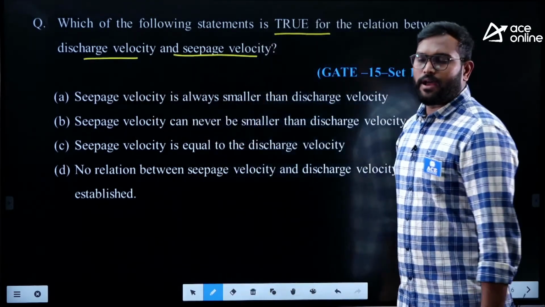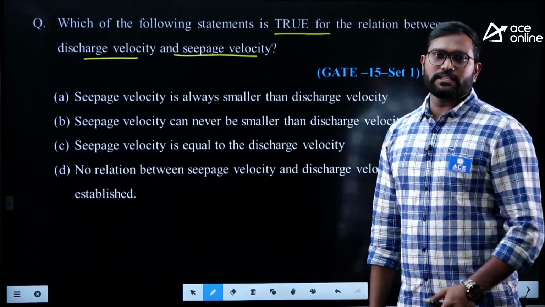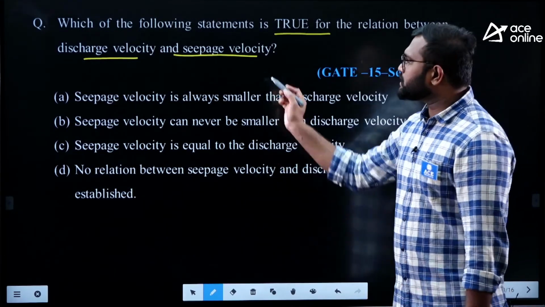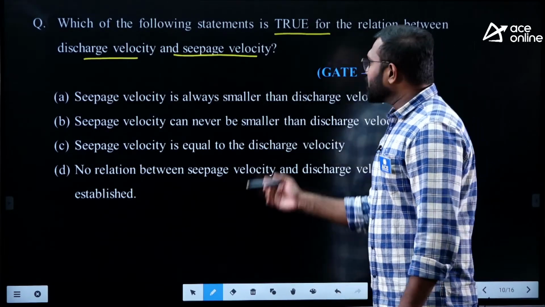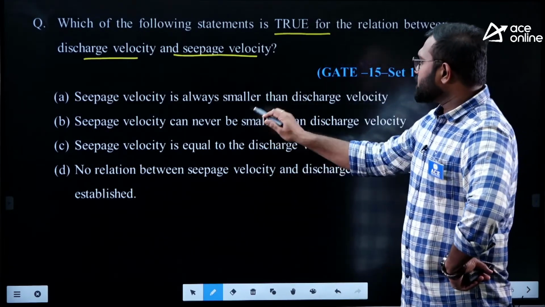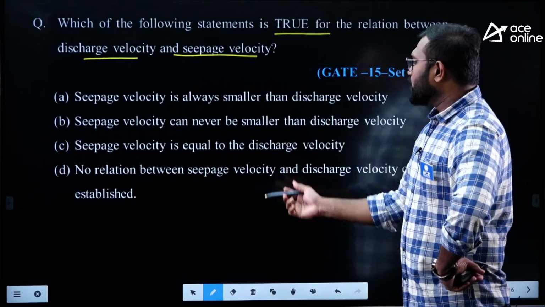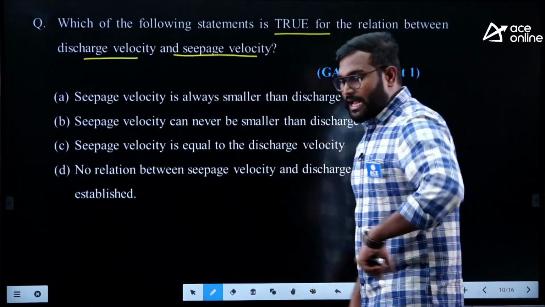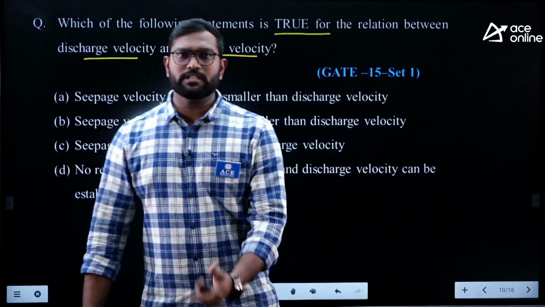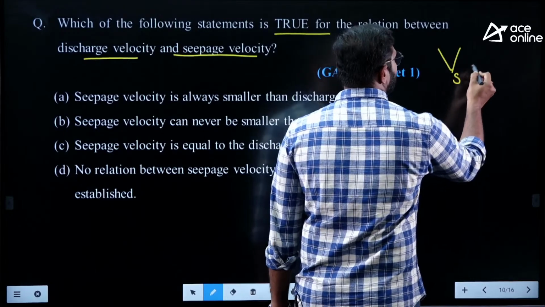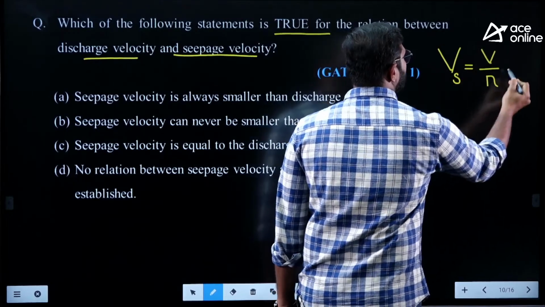Next. Which of the following statements is true for the relation between the discharge velocity and the seepage velocity? So I explained to you the discharge velocity. Later on we got to know that's a superficial velocity and the true velocity is the seepage velocity. So they were giving the relation. Seepage velocity is always smaller than discharge velocity, can never be smaller, equal, or no relation. So they are asking which is smaller, which is larger. Let's see. What is the relation between the seepage velocity and discharge velocity? Vs is equal to V by n.